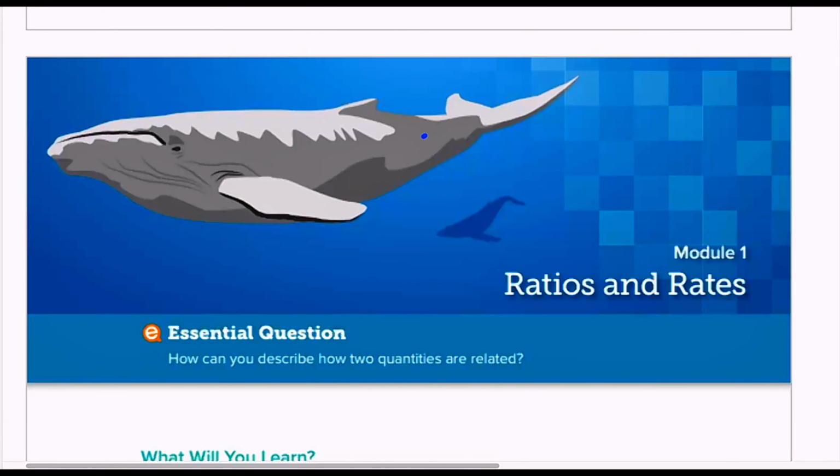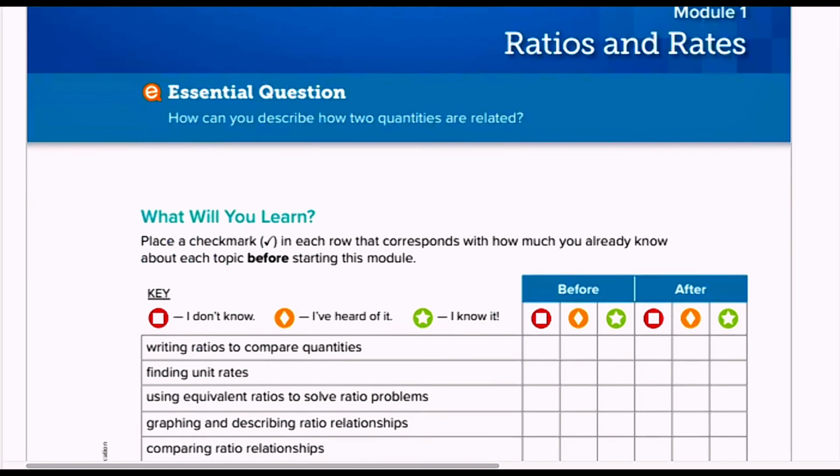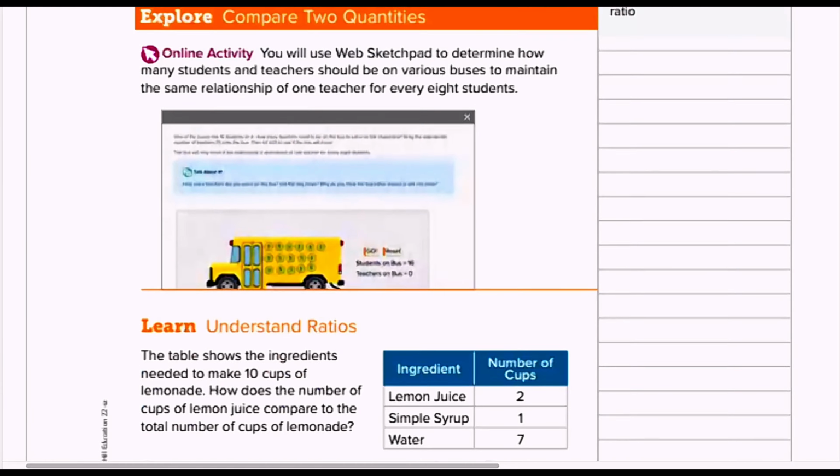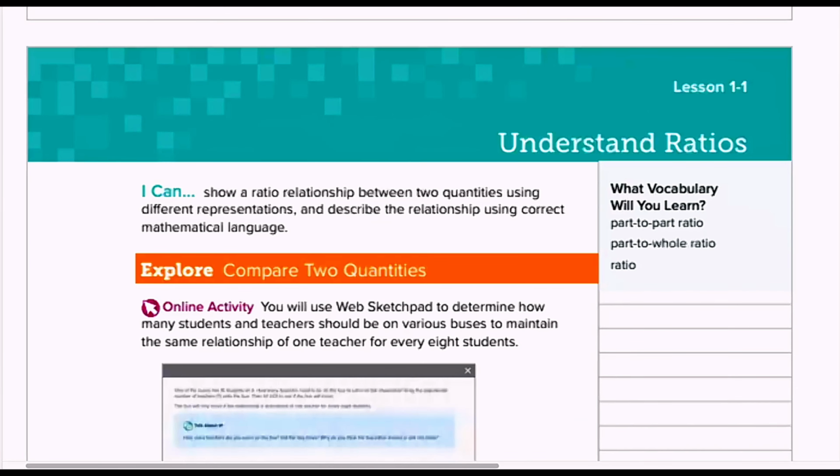The first module we have in grade 6, module 1, is ratios and rates. Today we start with the first lesson in this module, about understanding ratios. The first lesson we have in this module is understand ratios.